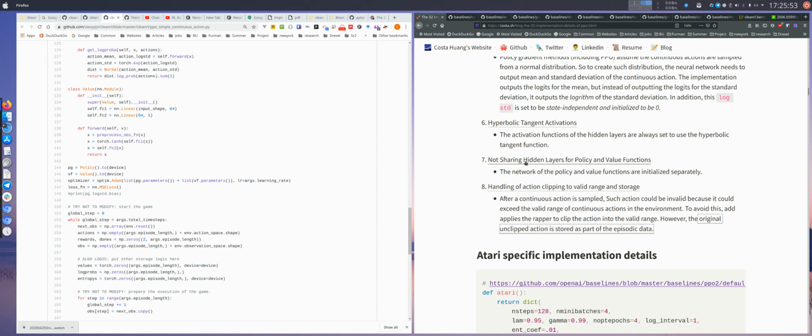Okay. Yeah, makes sense. Yeah, there's no code that does that. I'm pretty sure.